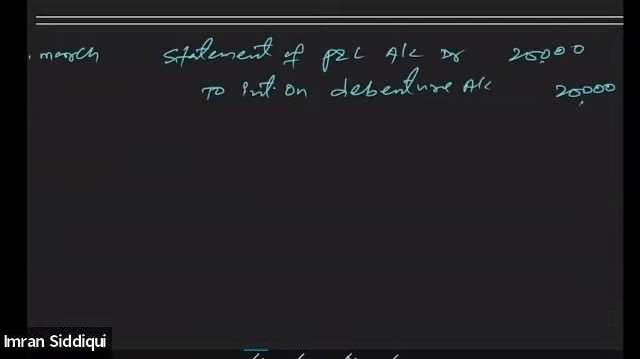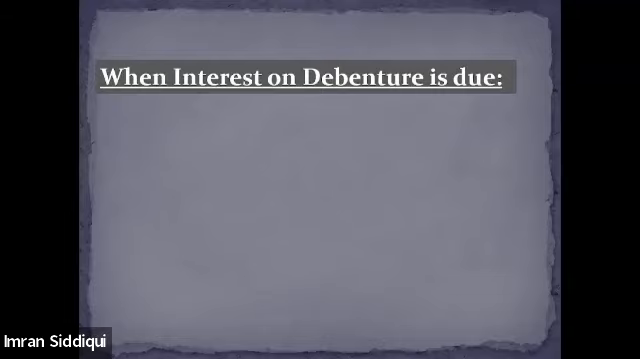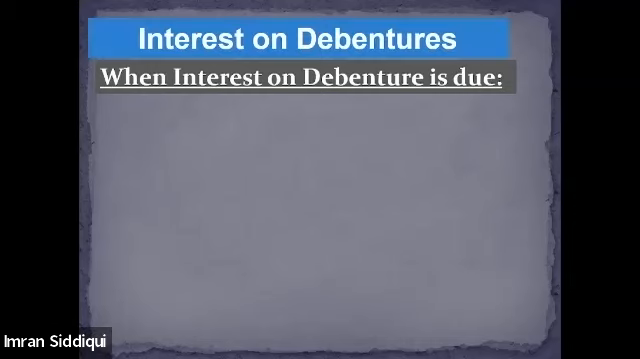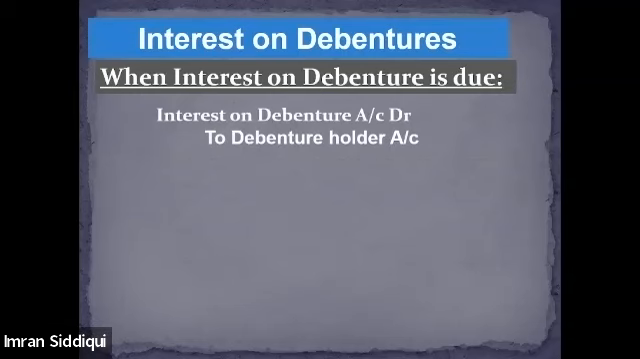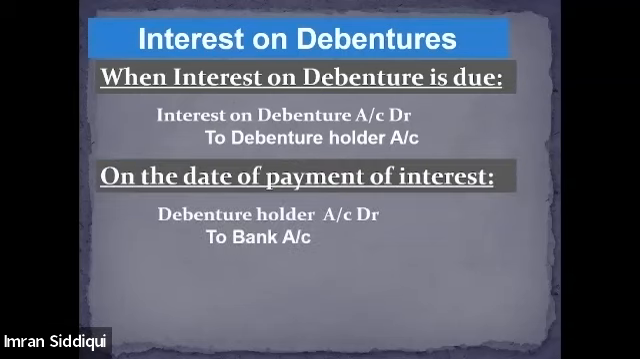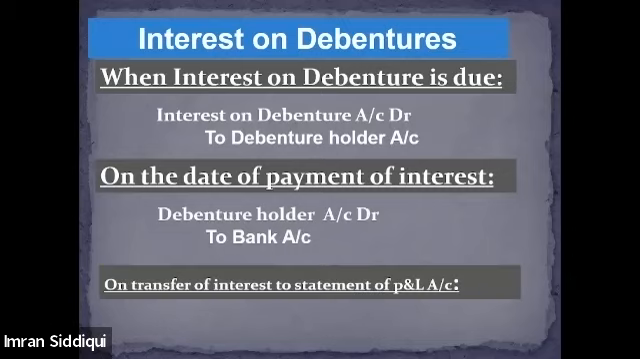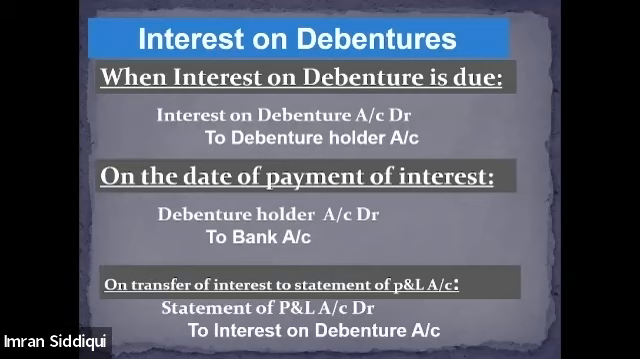Yes, sir. So these are the different entries that you will be doing, and I want you to note this down. Interest on debenture, and it is to be paid. First entry will be done to make the interest due, that is interest on debenture account debit to debenture holder account. Then the next entry will be for the payment of the interest, and at the end of the year, one extra entry will be required, that is on transfer of interest to the statement of P&L account. Please note this down.